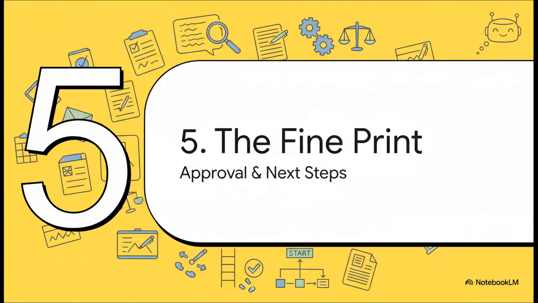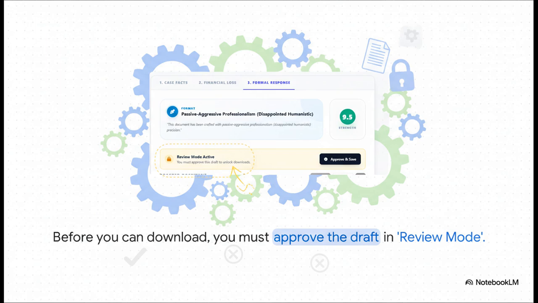So, we have our draft, but we are not quite done. This last section is, you could argue, the most important one of all. It covers your responsibilities and what you need to do next. The document is first locked in what's called review mode, and the tool does this for a really good reason. You literally cannot download or send it until you have read every word and clicked approve and save. It's a mandatory check to make sure that you, the user, are completely happy with what the AI generated.